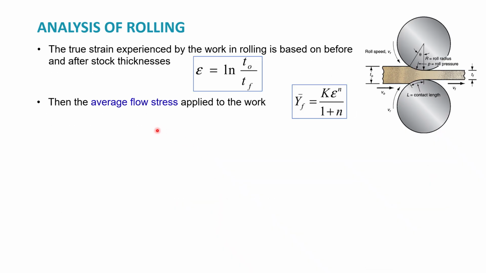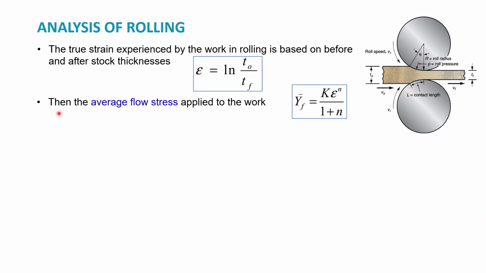The true strain experienced by the work in rolling is based on the thickness before and after the stroke. Basically, the true strain is the natural logarithm of the initial thickness divided by the final thickness. Remember that the ratio should be more than 1. If this value is less than 1, then you are wrong. I'm not talking about the strain, I'm talking about the t_o over the t_f.